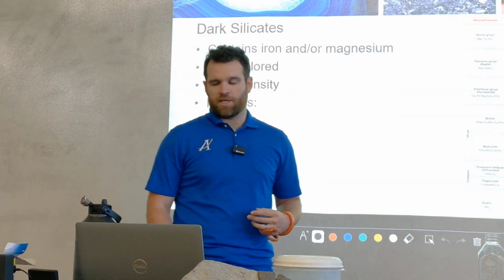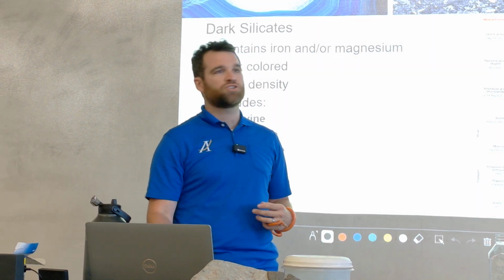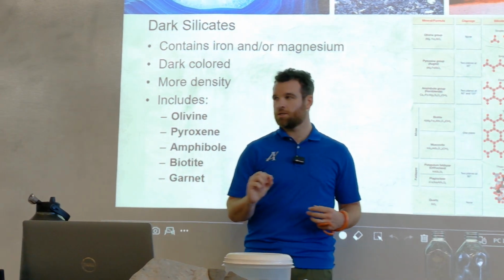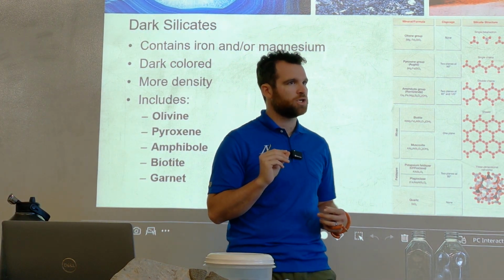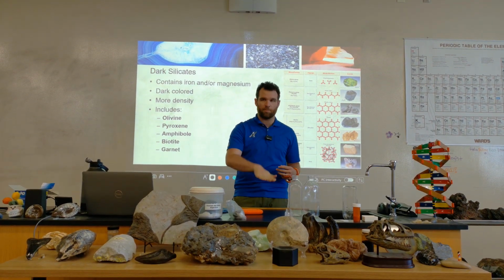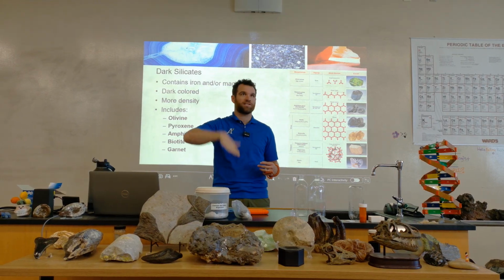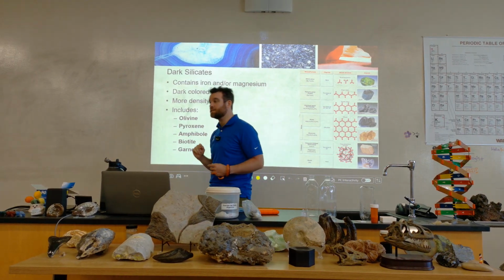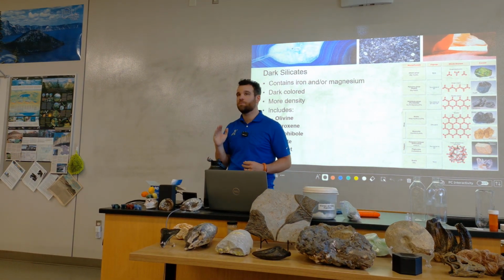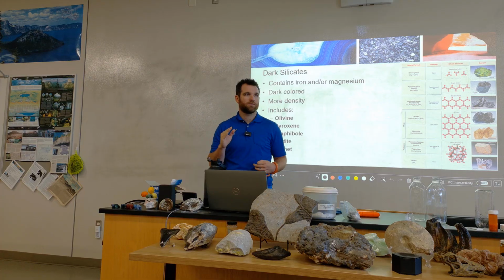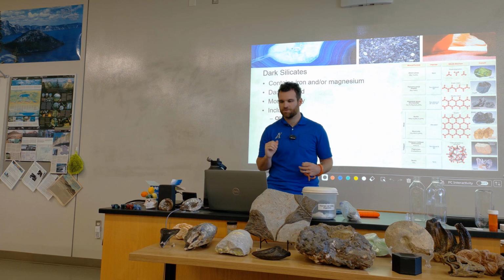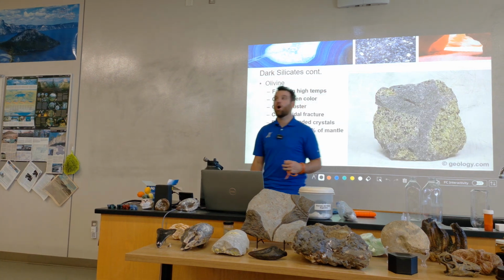Then we have our dark silicates. Okay. Now our dark silicates contain iron and magnesium, which makes them denser. Remember how we learned that the oceanic crust is thinner but denser than the continental crust, which is why it sits below the continental crust at the bottom of the ocean. That difference in density is huge. Dark silicates make the majority of the material in oceanic crust. Light silicates make the majority of the material in continental crust. So our dark silicates, olivine.